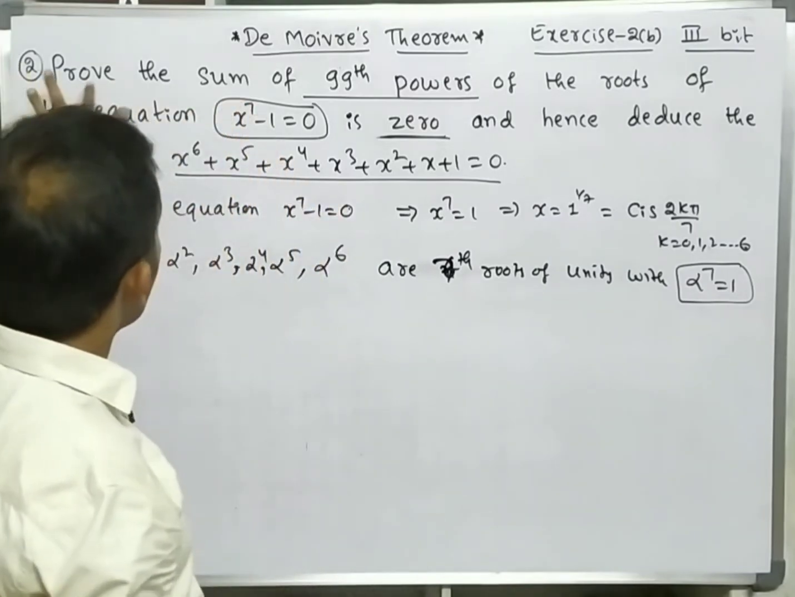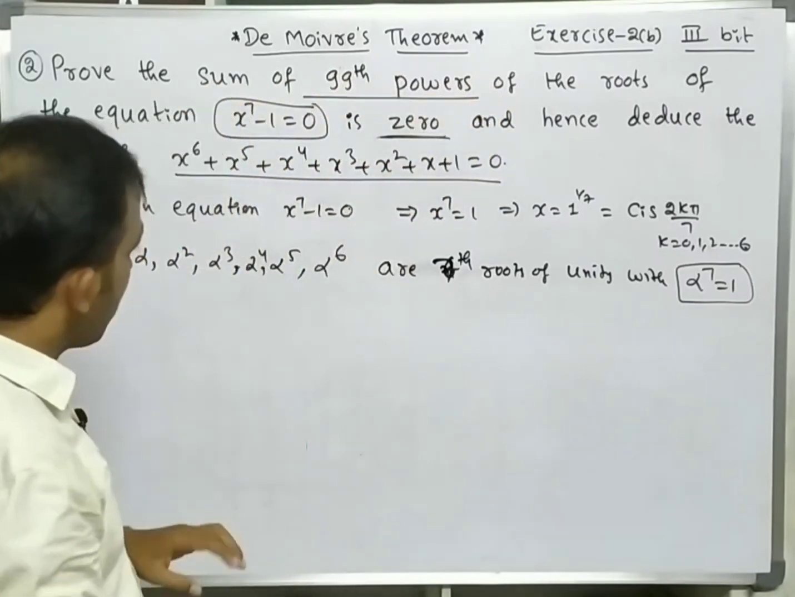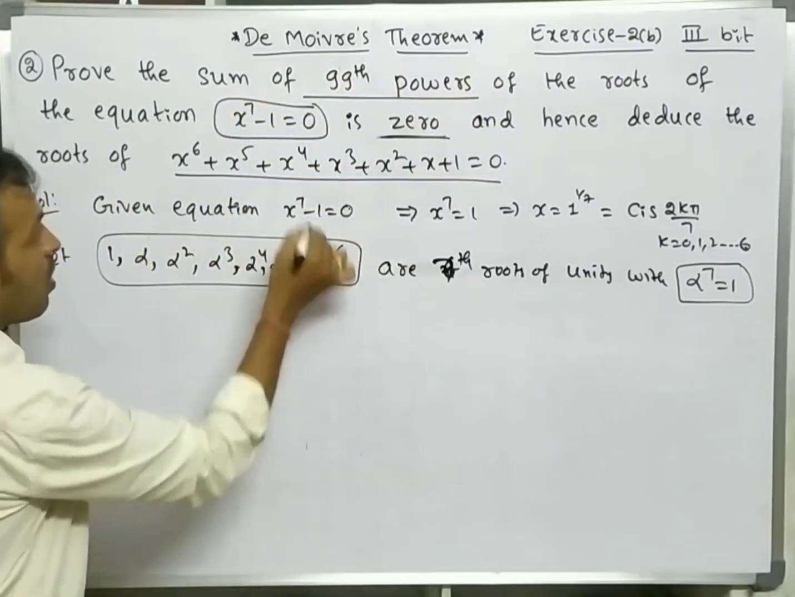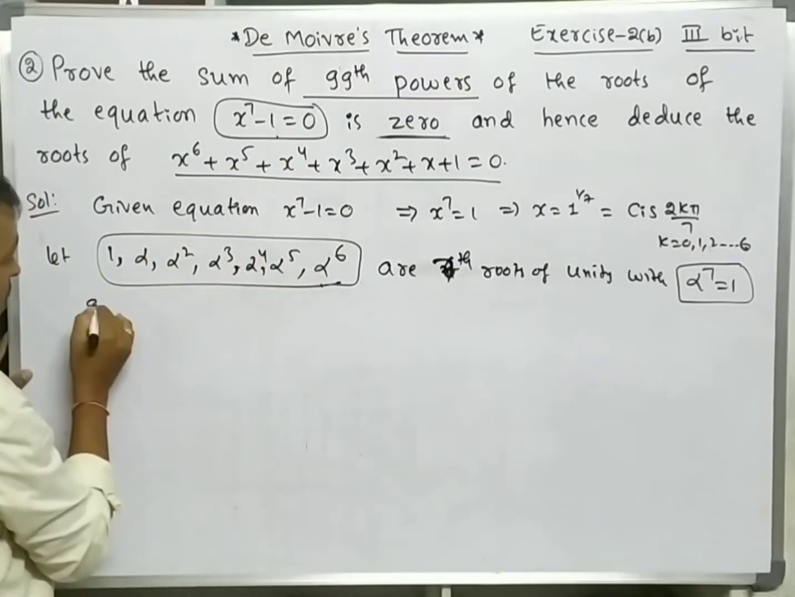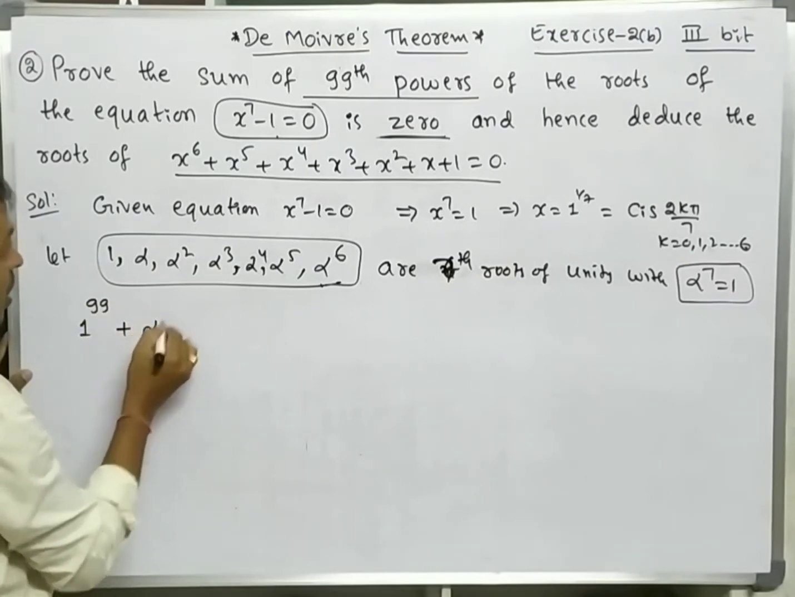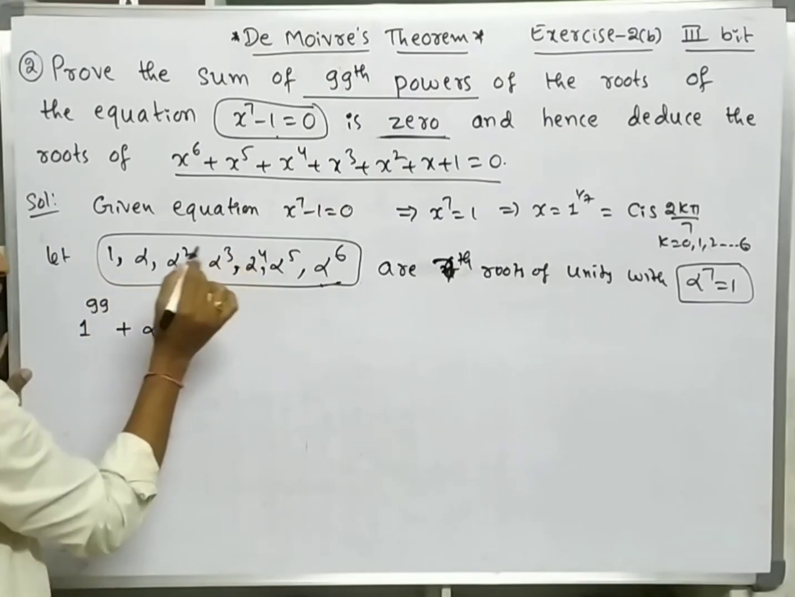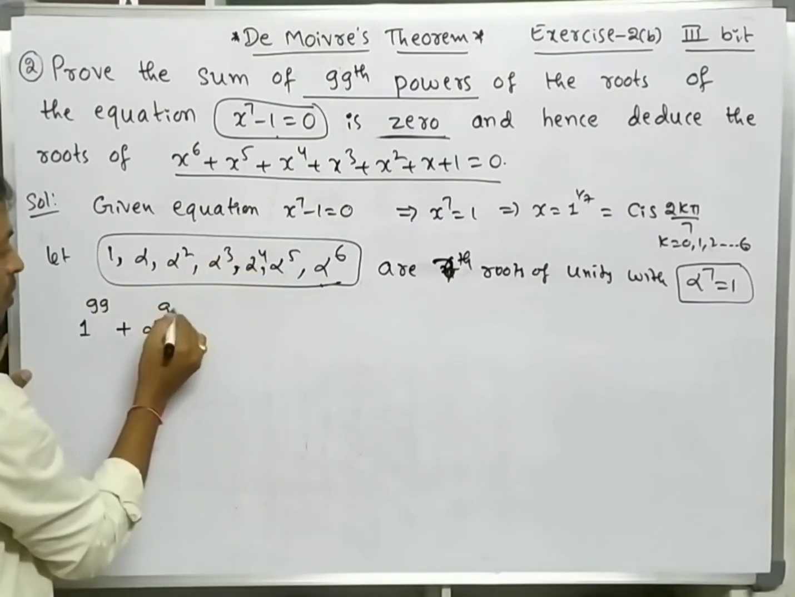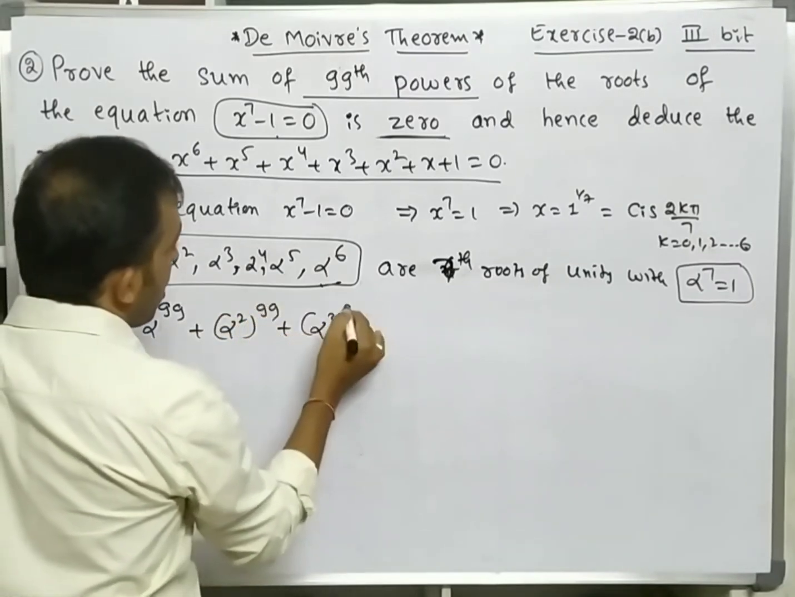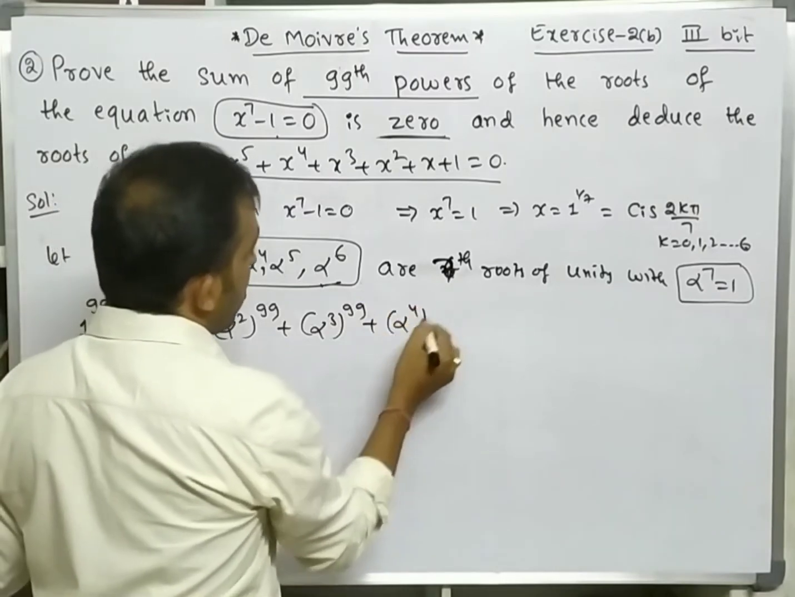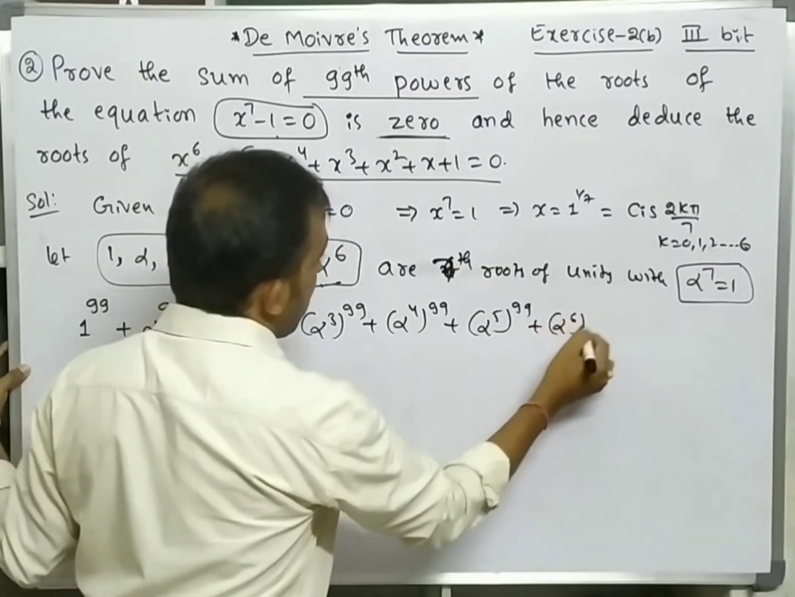Now what is the question? Prove the sum of the 99th powers of the roots of this equation. These are the roots of this equation. Now apply the 99th power and sum it: the sum of the 99th powers of the zeros. So apply power 99 and sum it: alpha power 99, alpha square power 99, alpha cube power 99, alpha power 4 power 99, alpha power 5 power 99, and alpha power 6 power 99.